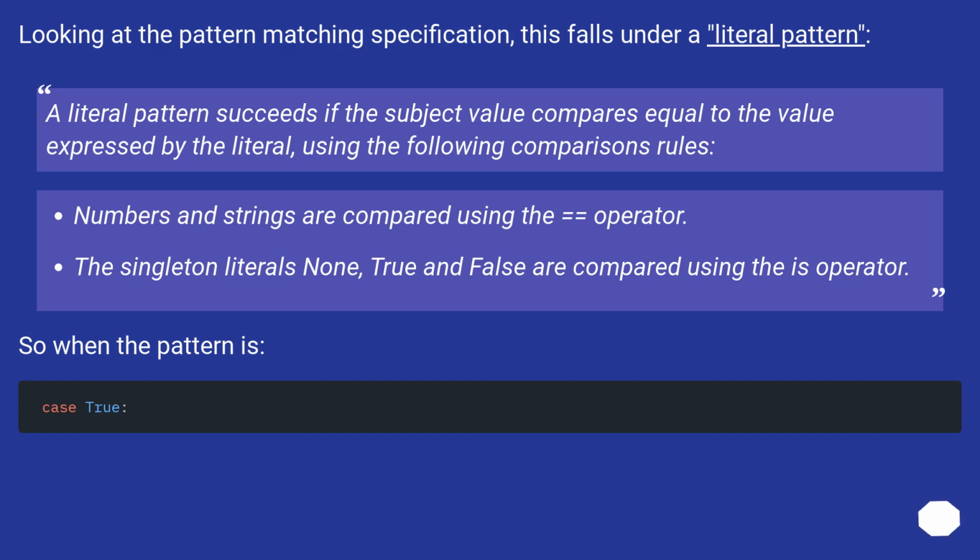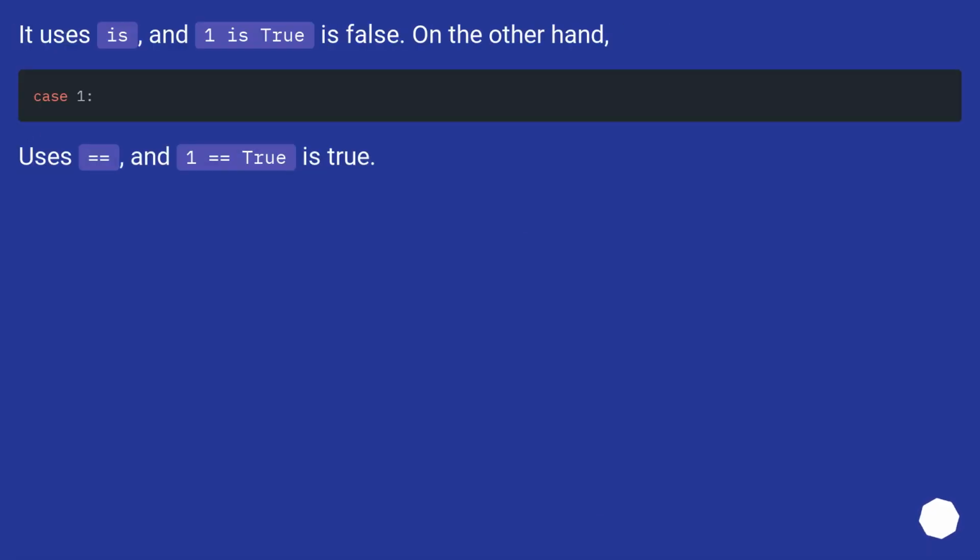So when the pattern is True, it uses is, and 1 is True is False. On the other hand, when the pattern is 1, it uses equals, and 1 equals True is True.